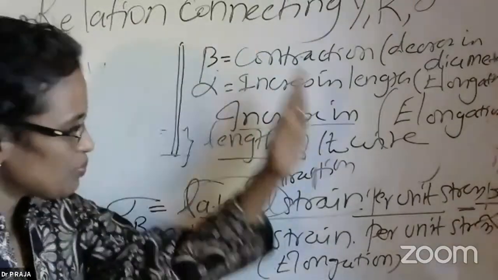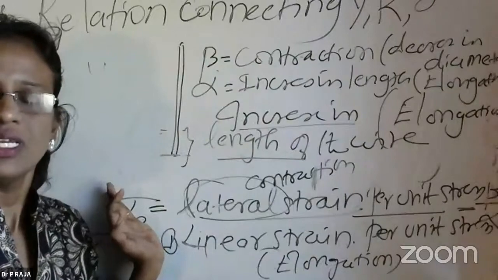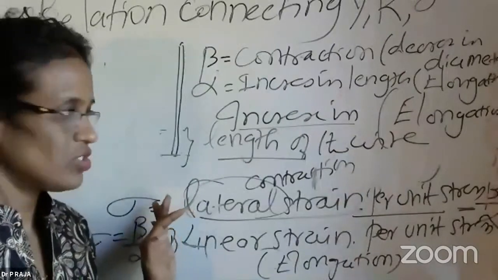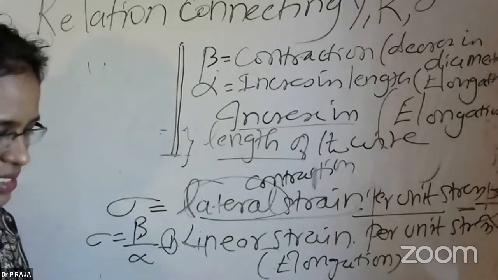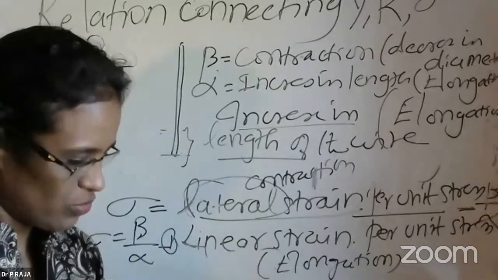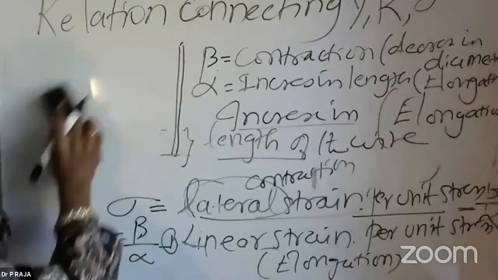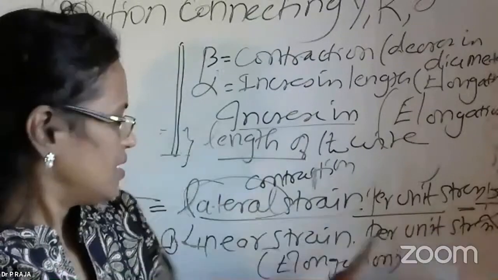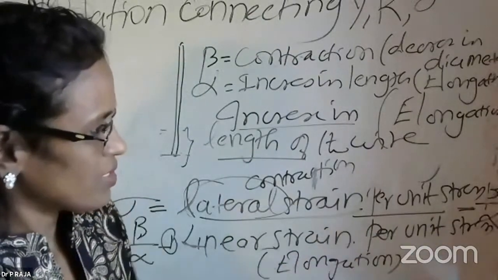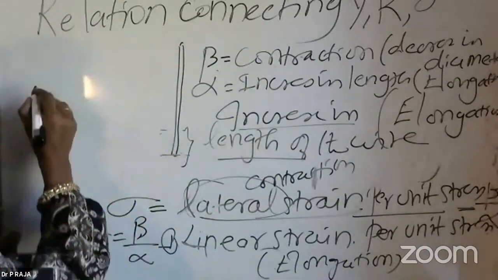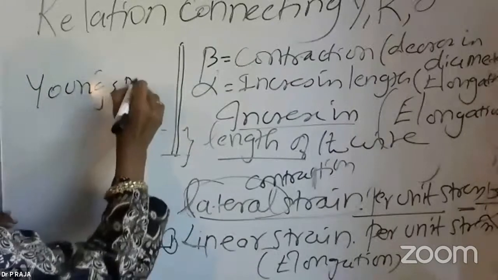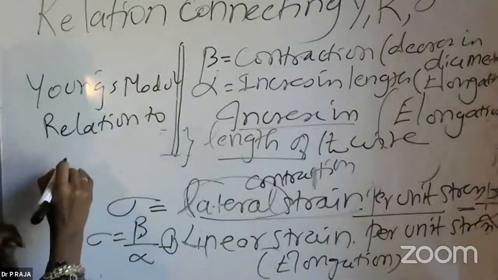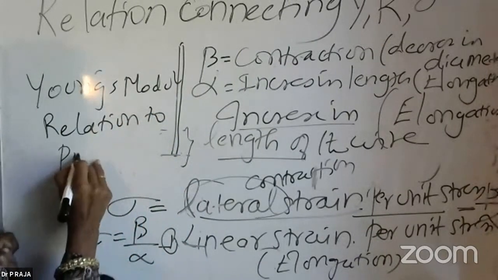With this basic idea, we are going to move on to the Young's modulus. I am giving the preliminary introduction about the Poisson's ratio because we are going to see this in the continuation of the Young's modulus. And also one more relation, about alpha. Alpha is what? The linear strain per unit stress, isn't it? Now how is the Young's modulus related to Poisson's ratio?